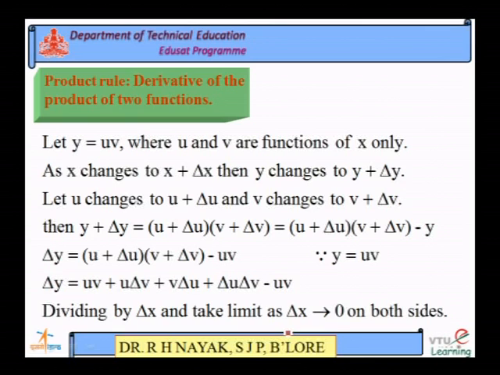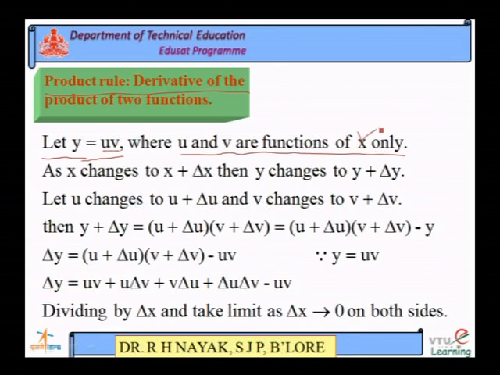In the same way, the next rule is what? When we have the product of two functions, this is called the product rule. The product rule says the derivative of the product of two functions. We assume that the given function y is the product of two functions u and v. U and v are both functions of x only. U is also in x, v is also in x.